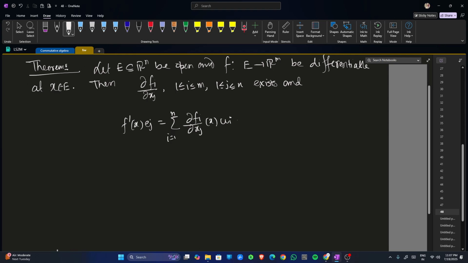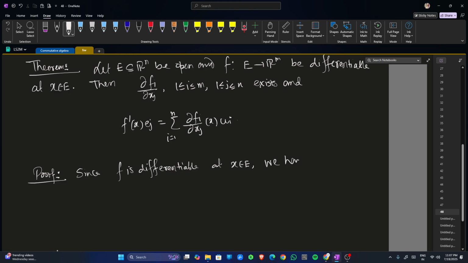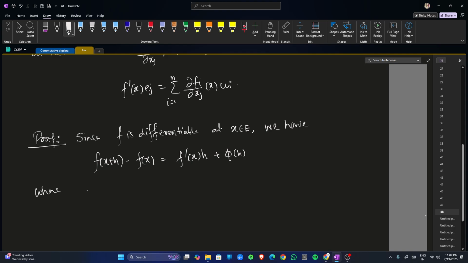Proof. Since f is differentiable at the point x belonging to E, we have f of x plus h minus f of x equals f prime x applied at h plus phi of h, where norm of phi of h by norm h goes to 0 as h goes to 0.